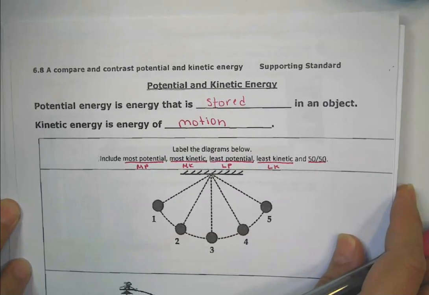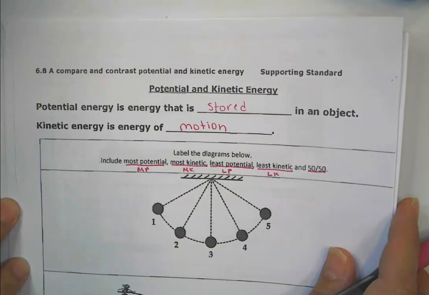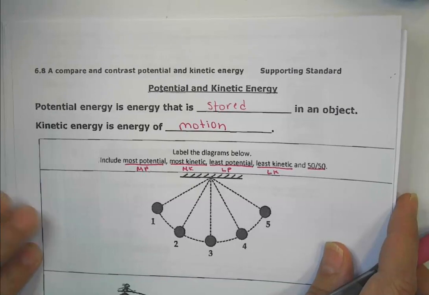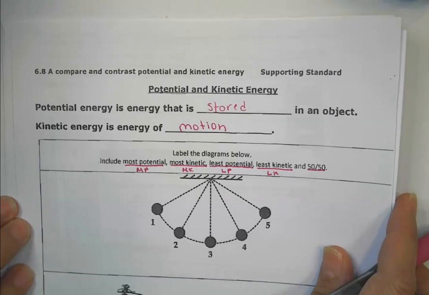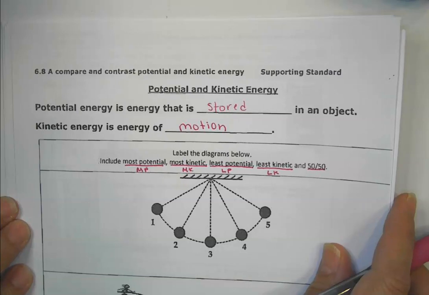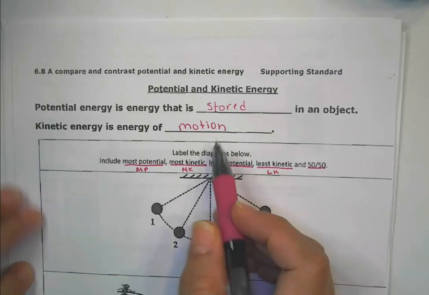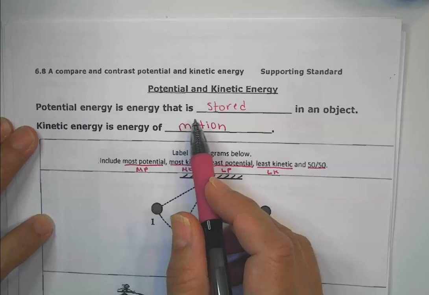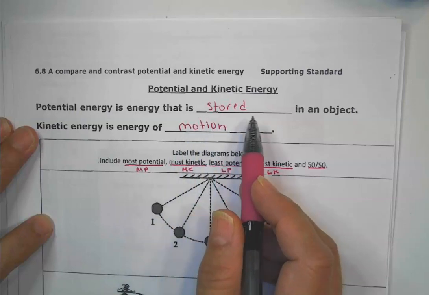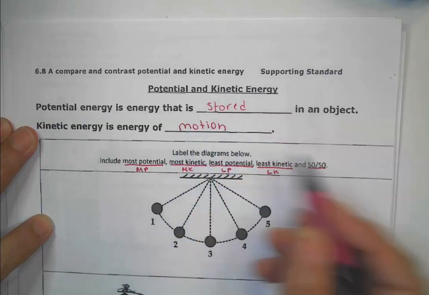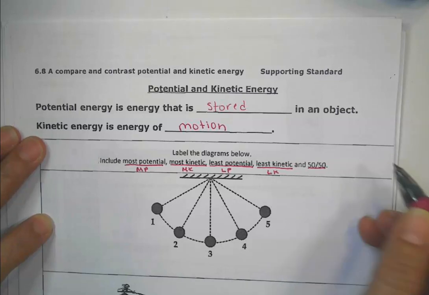Hello guys, now we're going to work with potential and kinetic energy, which is TEAC 6.8. So this is a 6th grade TEAC. If we look right here, it says potential energy is stored energy in an object. Okay, so that is stored in an object.